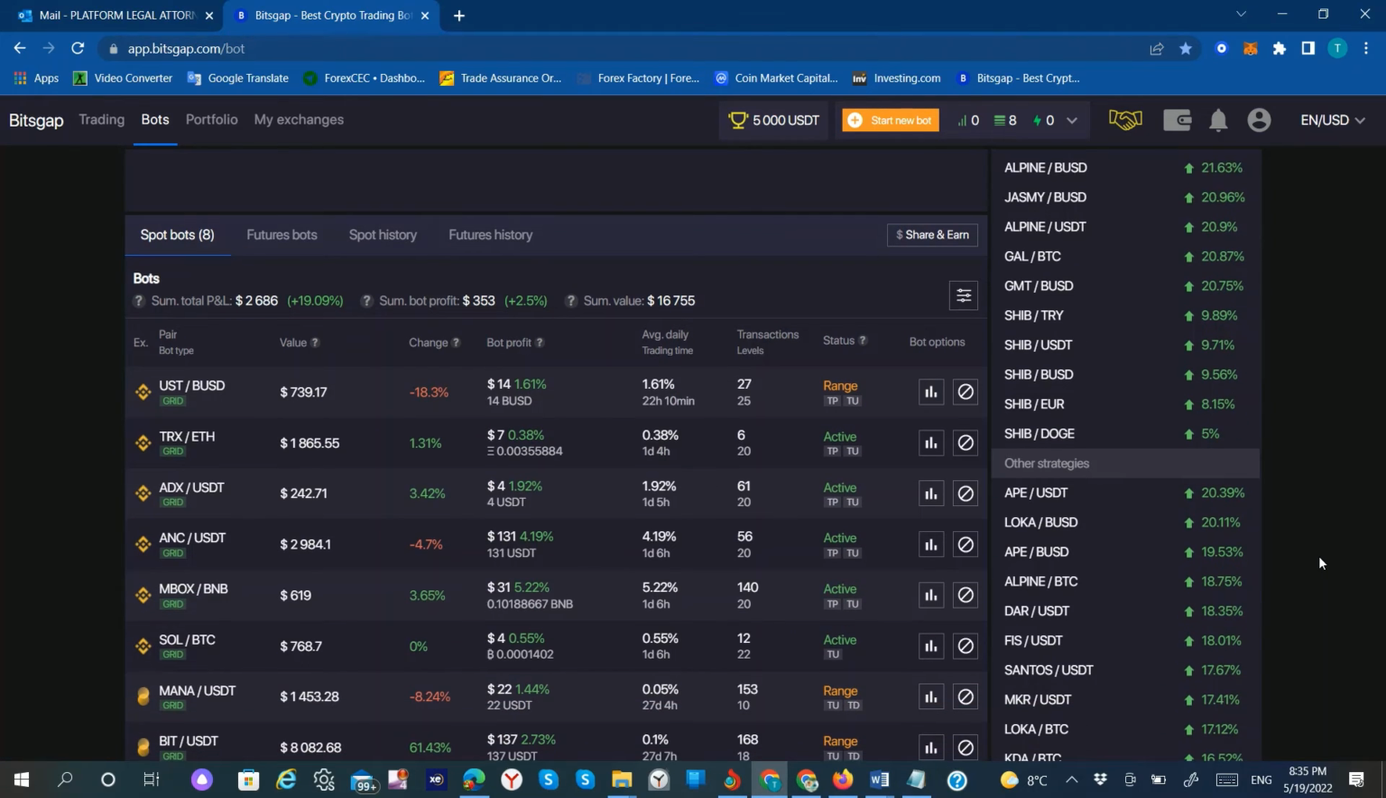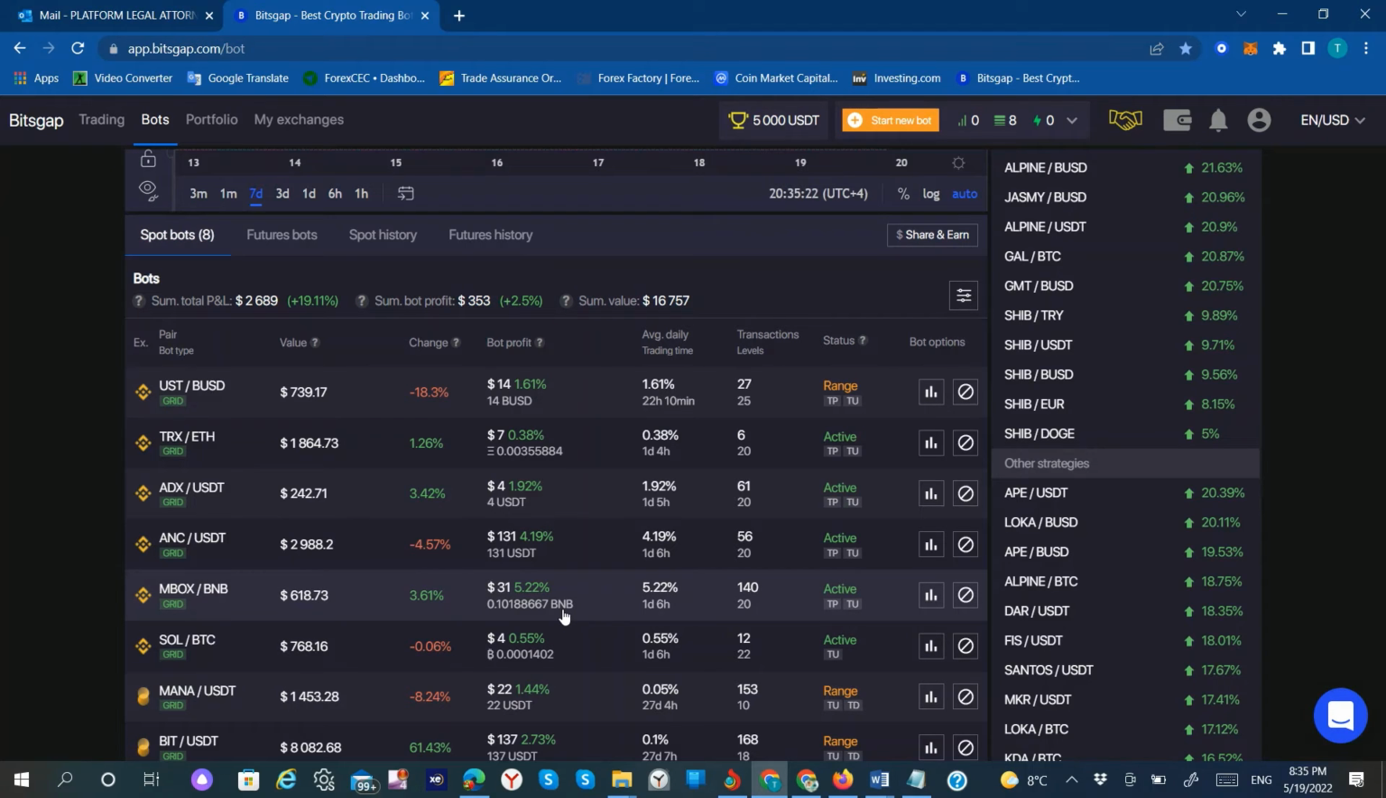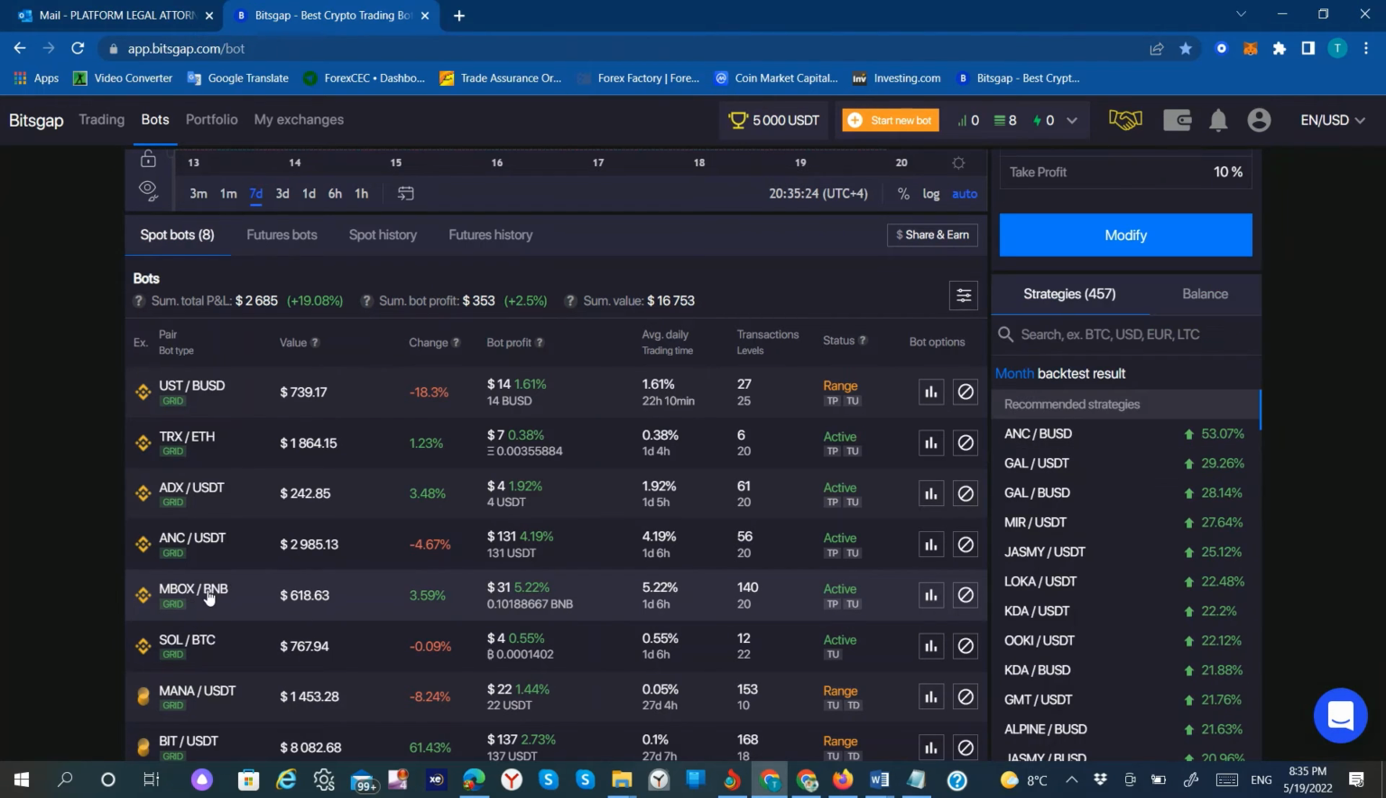Even some of my tokens I opened on Royal Q, I can open them up. Like you can see mbox/BNB, and it's even doing better here because both tokens are moving at the same time than USDT pairs. So those are the experiences you can adjust during this process.